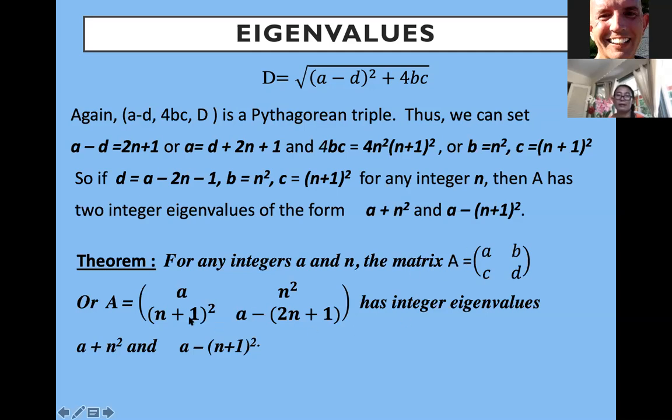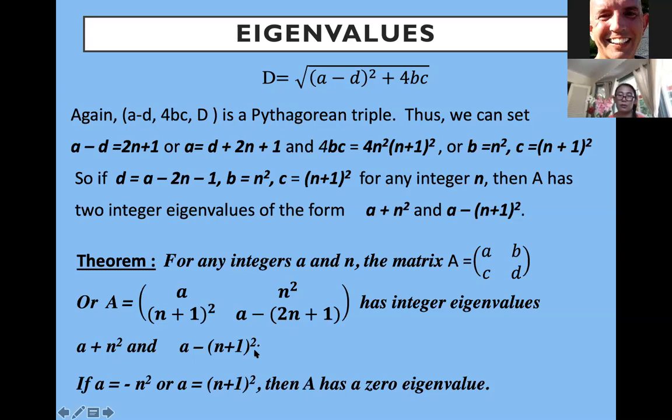So it's written down this way for you to see. You can set up your matrix this way, then you have the eigenvalues, and you can compute your eigenvectors too. If a equals negative n squared, then I will have a zero eigenvalue. So you don't want to do this when you're programming; you avoid this case.